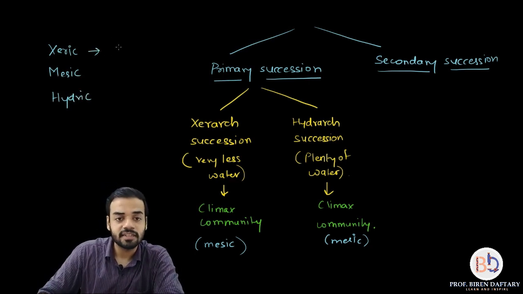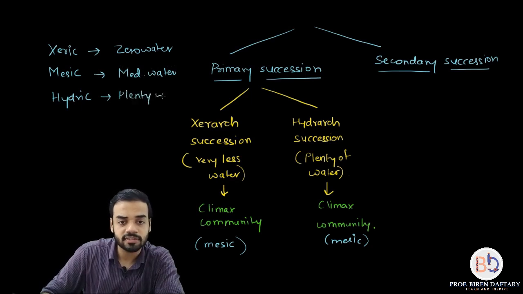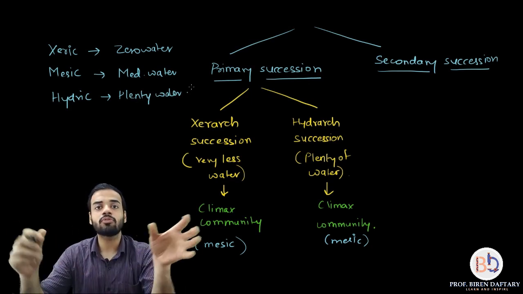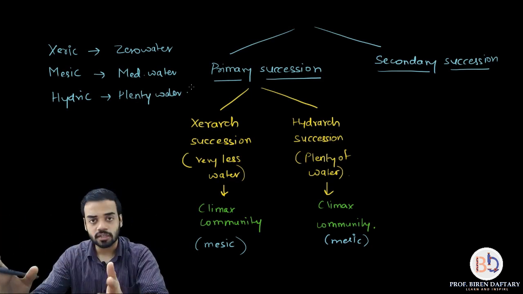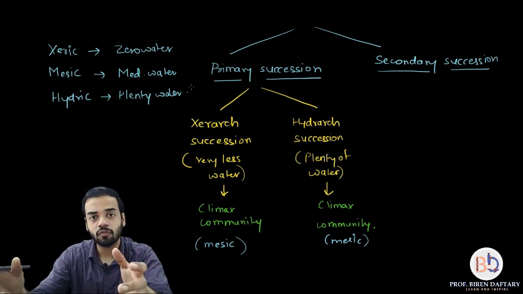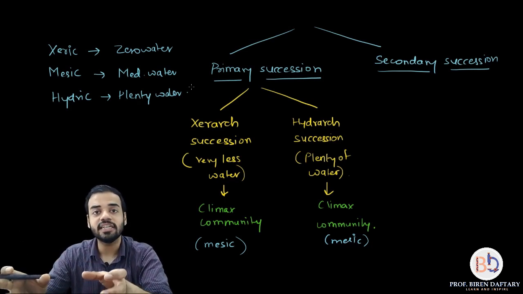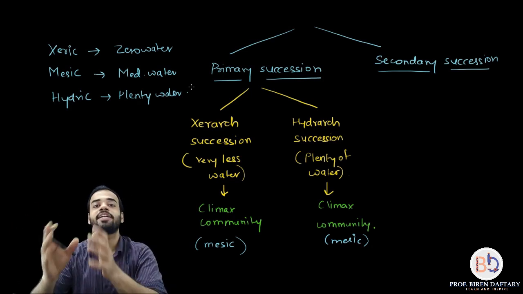Xeric means zero water or very less water. Mesic means medium water in the surroundings, and hydric means plenty of water or lots of water in the surroundings. So in the case of both xerarch and hydrarch succession, okay, you are going to start with different amounts of water. In the case of xerarch succession, there will be zero water. In the case of hydrarch succession, there will be plenty of water. But when both these ecological successions end, the climax community is going to have mesic conditions. That is, in both the cases, there will be medium amount of water present.